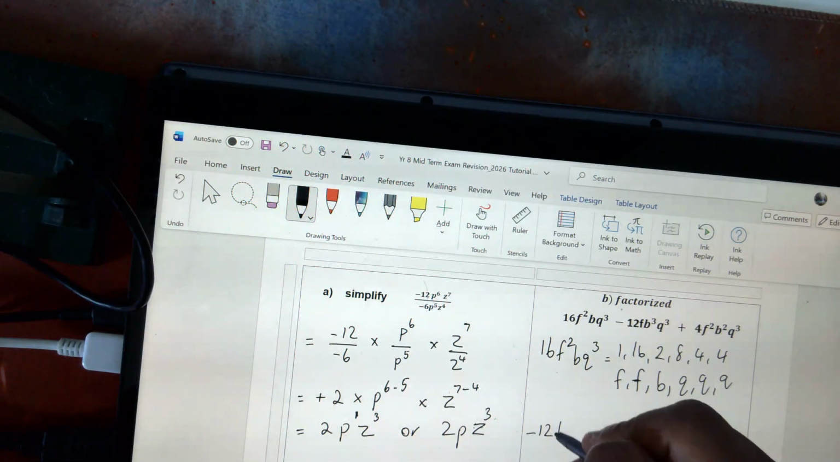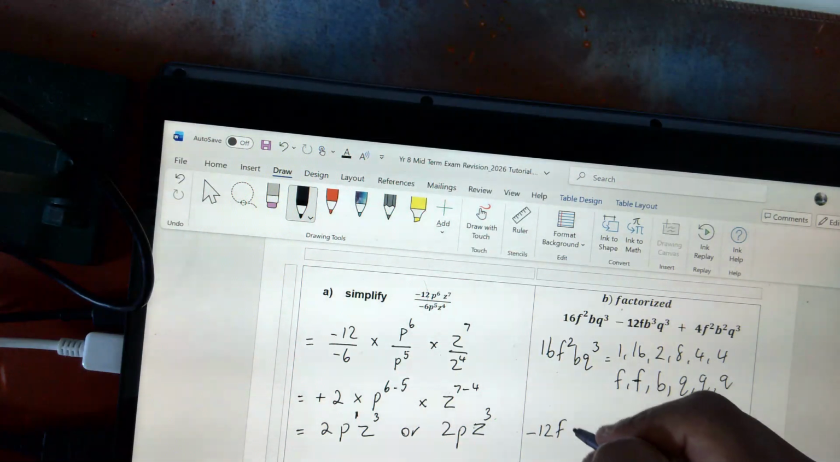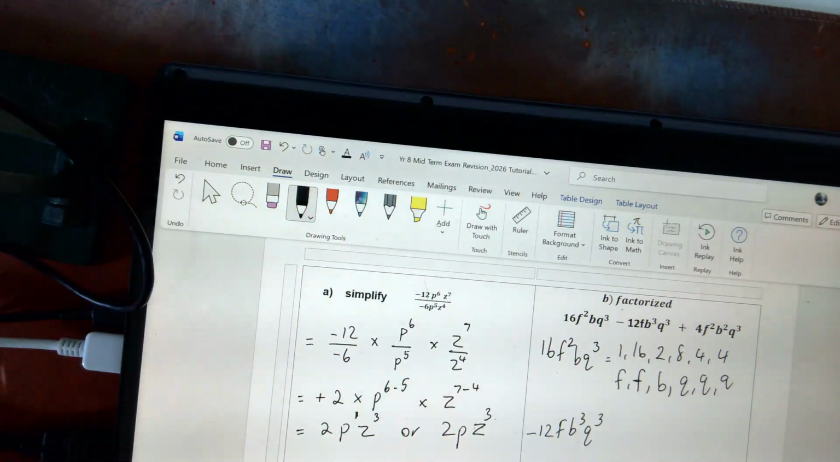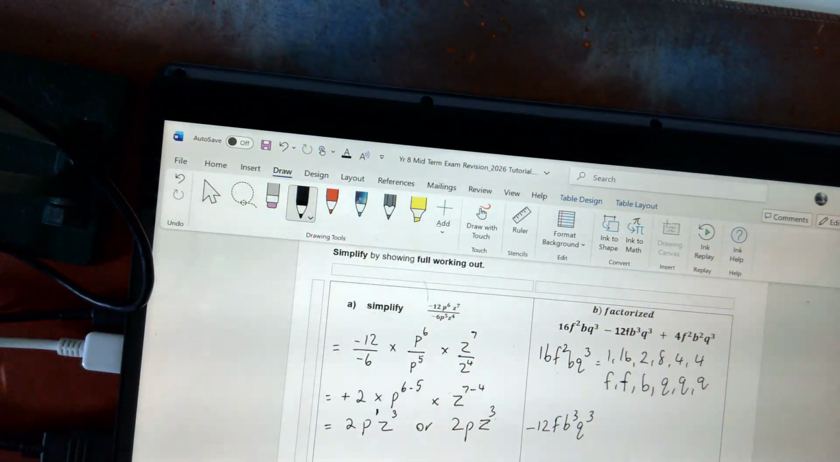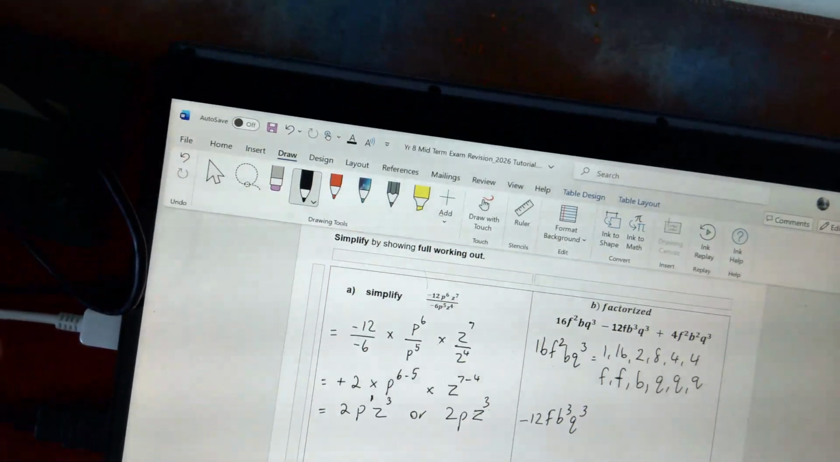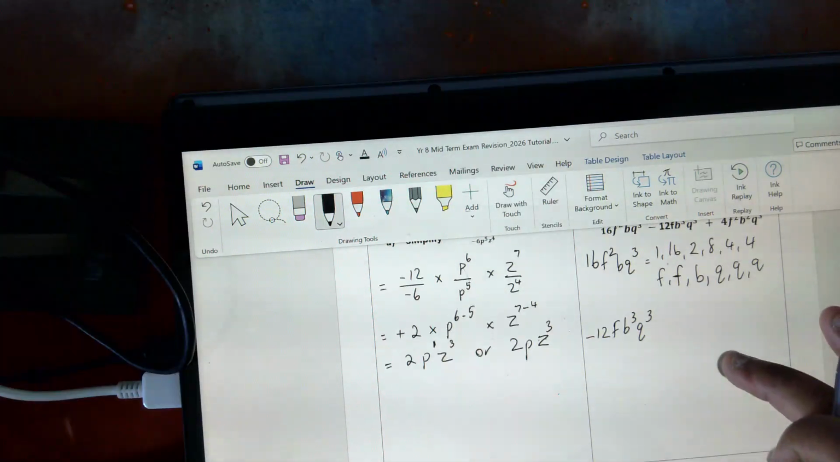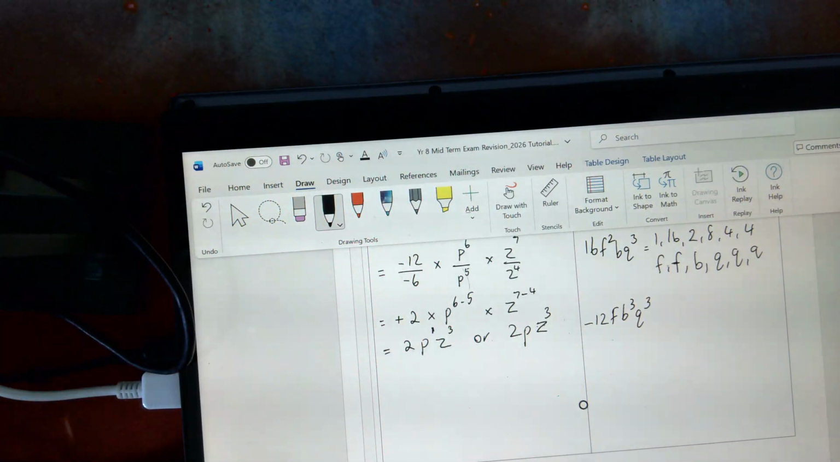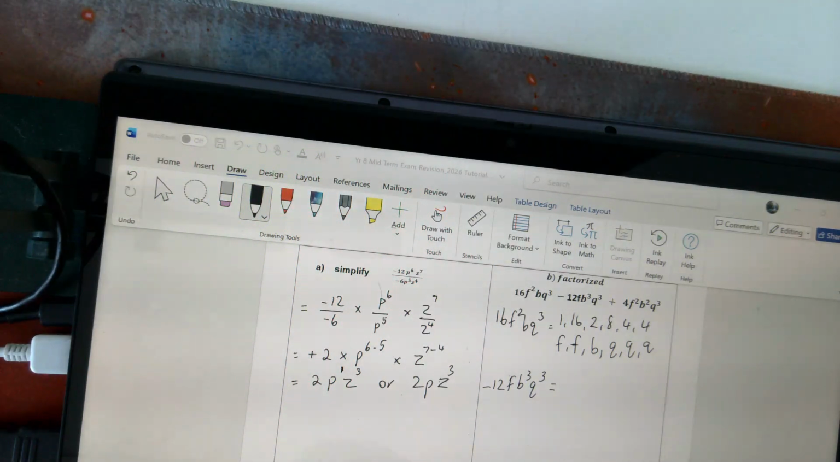Next I've got negative 12f b cubed q cubed. Whereas all my terms for 16 and 4 can be positive, since I've got this negative at the front, I'm going to need one positive and one negative for each of my factors, or the numbers that multiply to give 12, because a positive times a negative is going to be equal to negative 12.